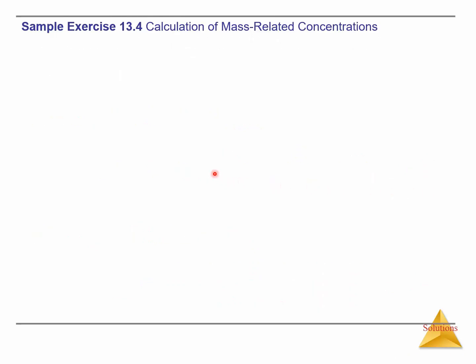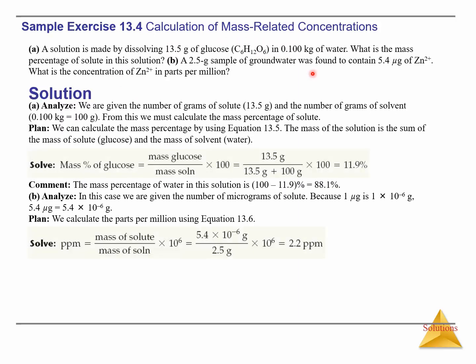Let's look at this sample exercise. Calculation of mass-related concentrations. Now, a solution is made by dissolving 13.5 grams of glucose in 0.100 kilogram of water. What is the mass percentage of solute in this solution?